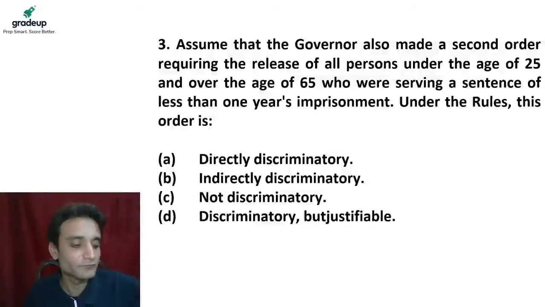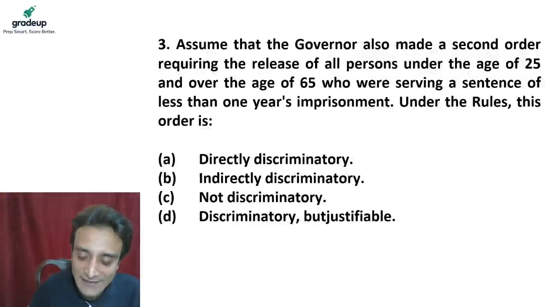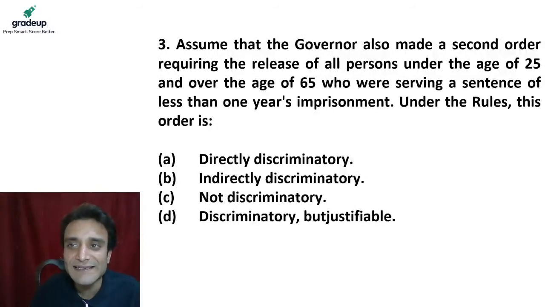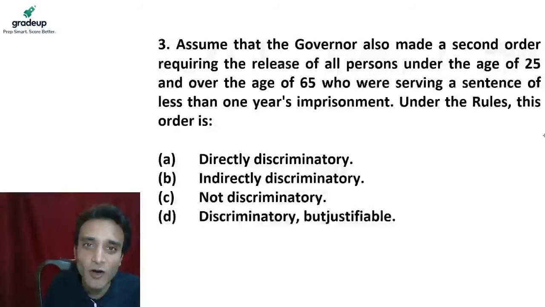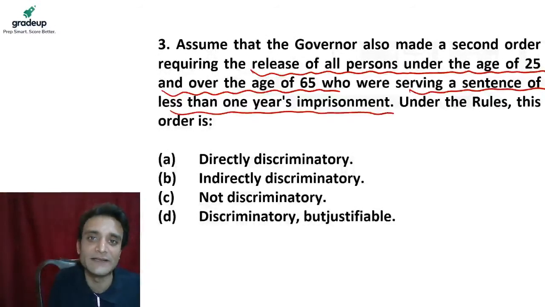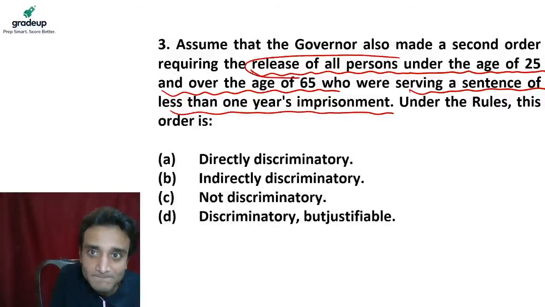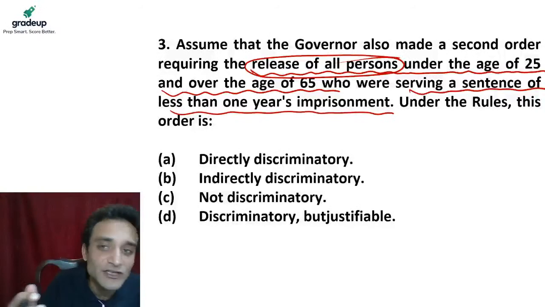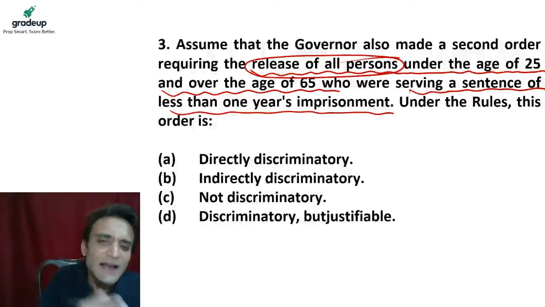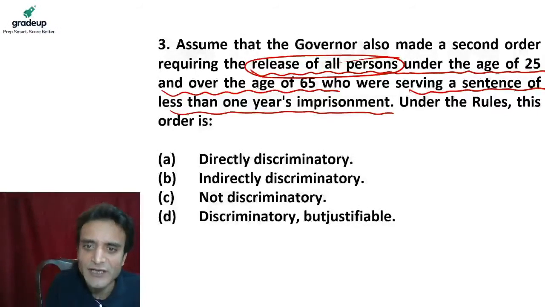Up next, question number 3. Assume that the governor also made a second order requiring the release of, please keep this in your mind, all persons under the age of 25 and over the age of 65 who were serving a sentence of less than 1 year of imprisonment. Is it discriminatory? Does it directly discriminate? Does it indirectly discriminate? Does it not discriminate? Or is it discriminatory but justifiable? What is your answer? Question number 3.